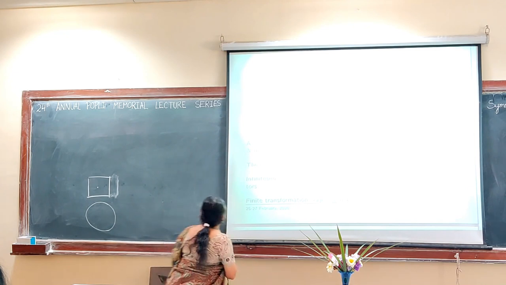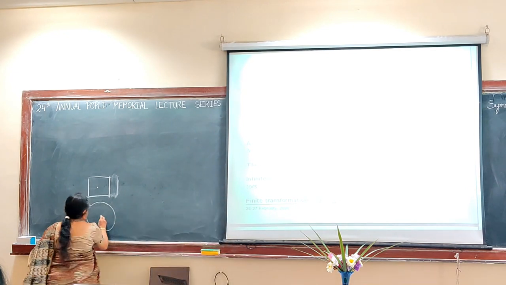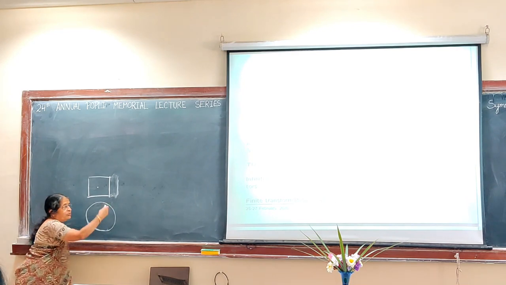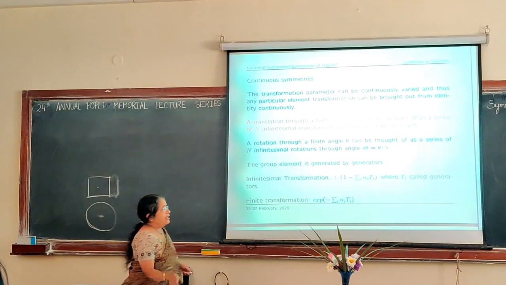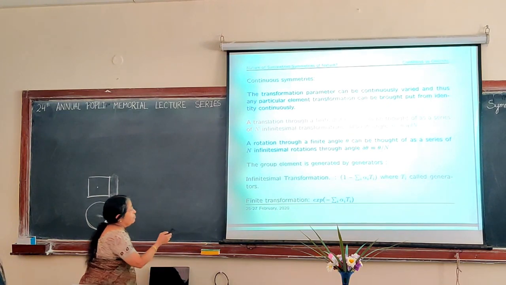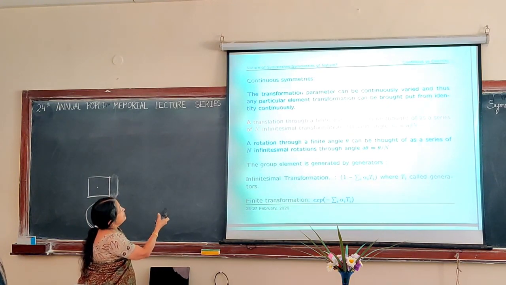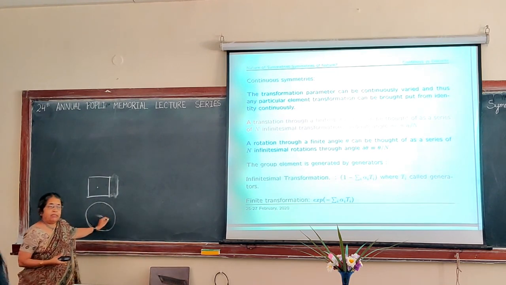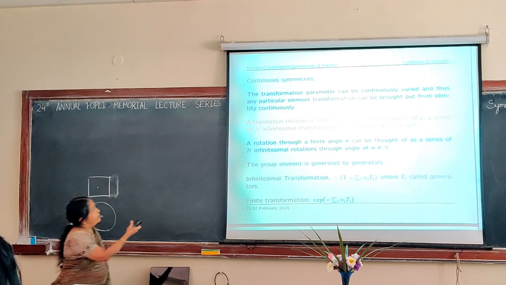So starting from identity, which means no rotation at all, zero, this transformation property can be continuously varied. What is the transformation parameter in this case? The rotation angle. That's your transformation parameter.